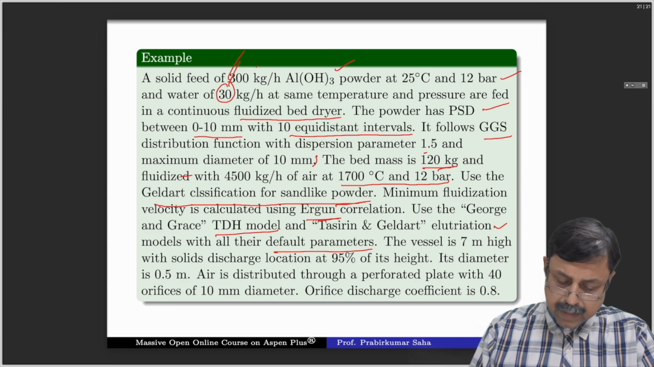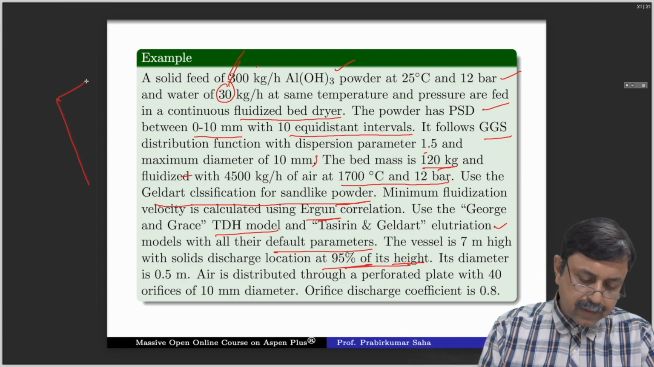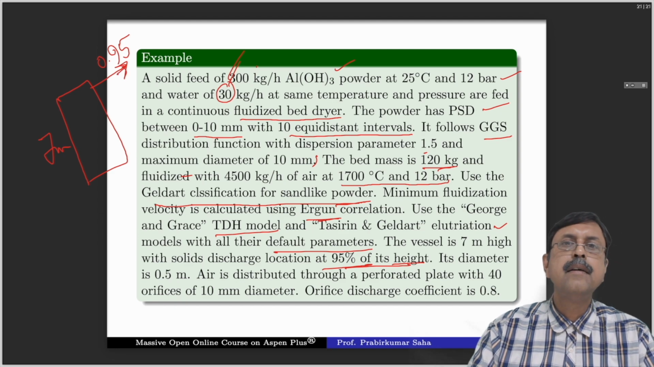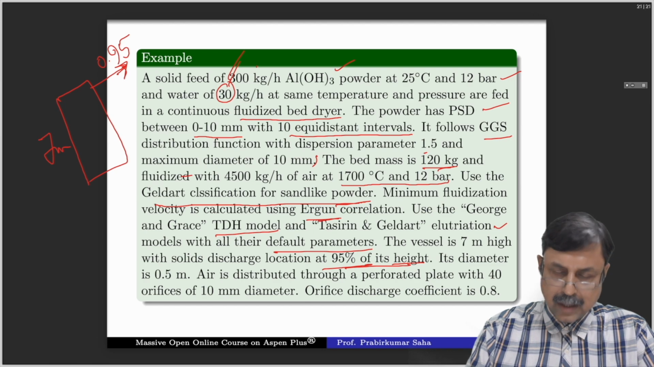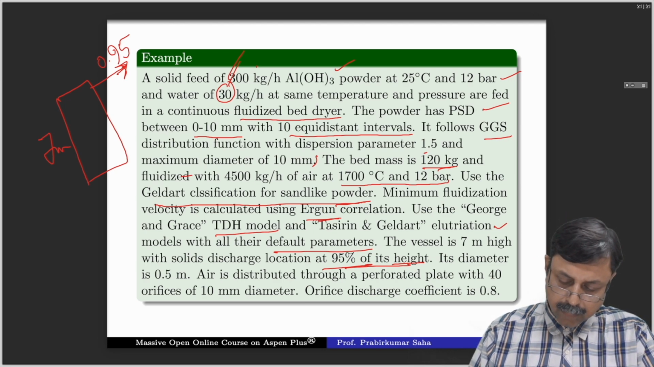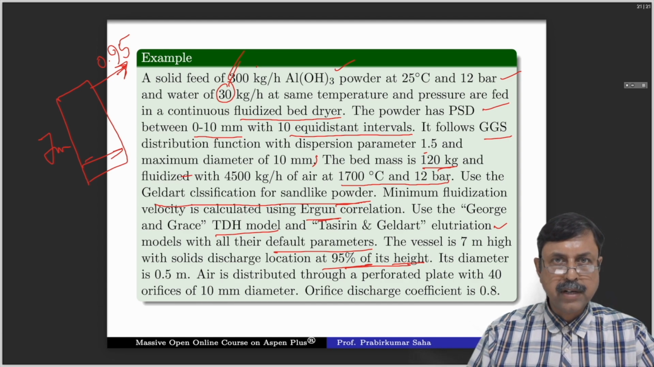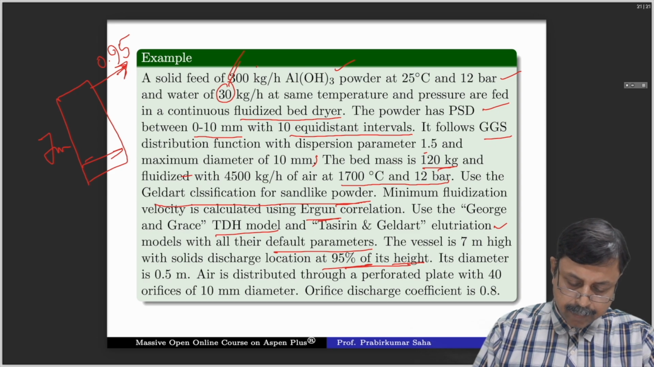The vessel is 7 meters high with solid discharge location at 95% of its height. So if this is the vessel, this is 7 meters. At this point, it is the 0.95 location, so at this point the solid is being discharged. Its diameter is 0.5 meters. So it has a constant diameter; there is no tapered type of vessel.